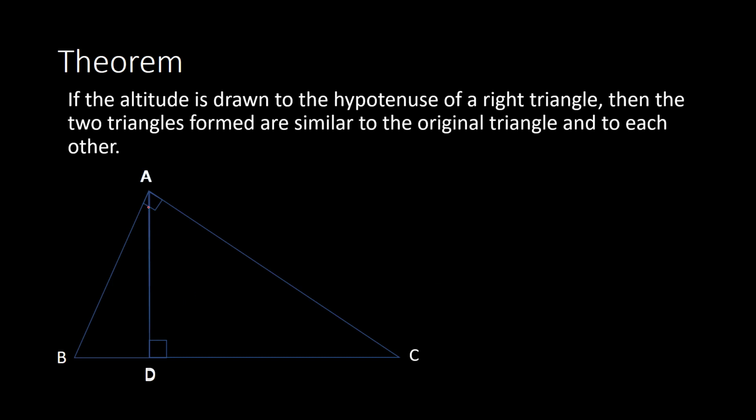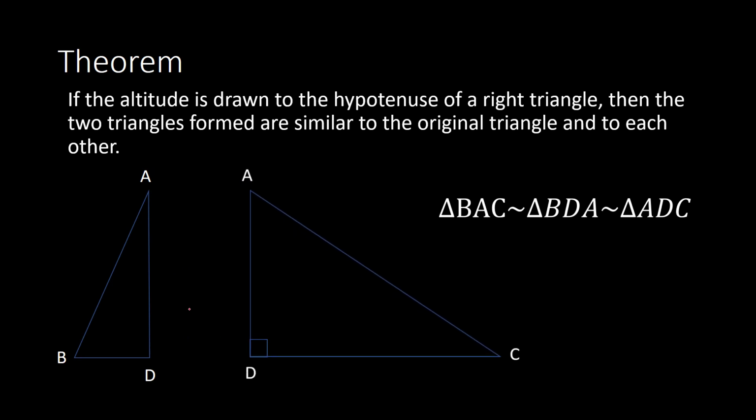So notice we have three triangles. We have a big triangle, and then we have a triangle on the left and a triangle on the right. Each of these three triangles is similar. So the theorem says that triangle BAC, the big triangle, is similar to the triangle on the left side, which would be BDA, and that's similar also to the triangle on the right side, triangle ADC.